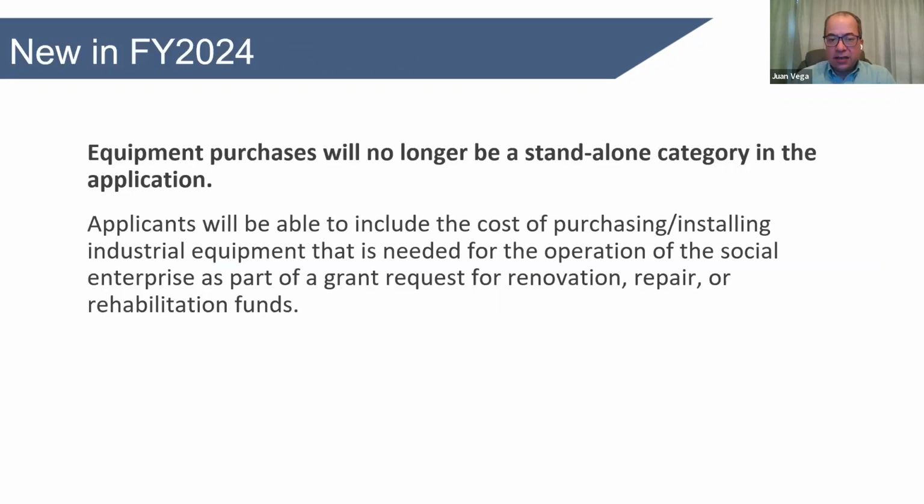One item we wanted to highlight that is a change from the previous round is that equipment purchases as a standalone category has been removed. As I mentioned before, applicants will be able to include industrial equipment that's needed for the operation of the social enterprise as part of your renovation, repair, and rehab project. So there will be a place in the application where you'll be able to delineate those things, but just standalone equipment purchases will no longer be a category in the application.